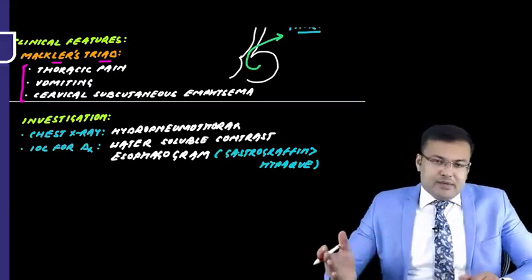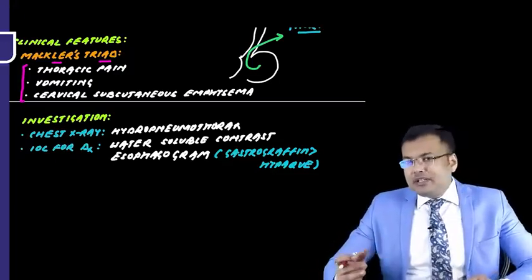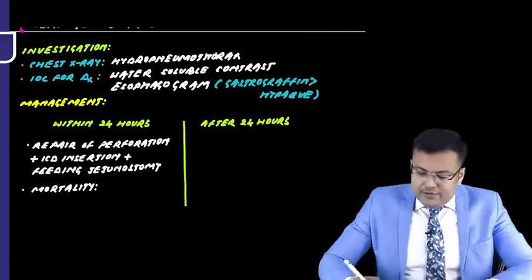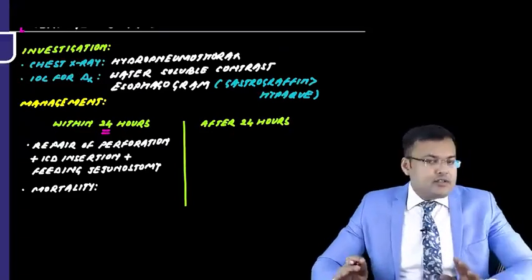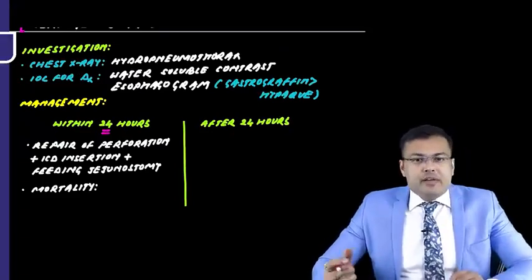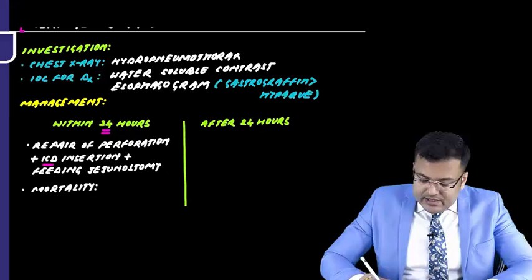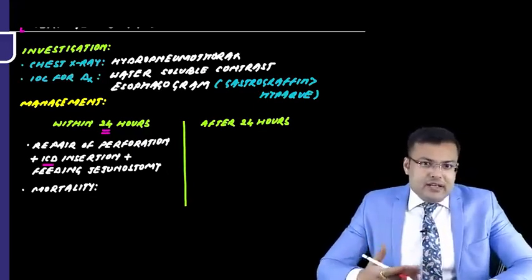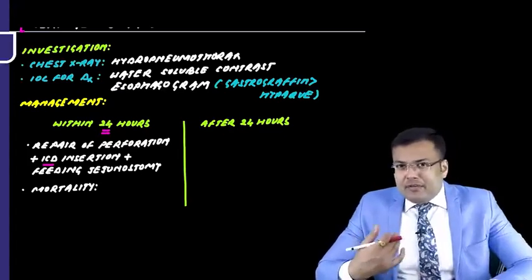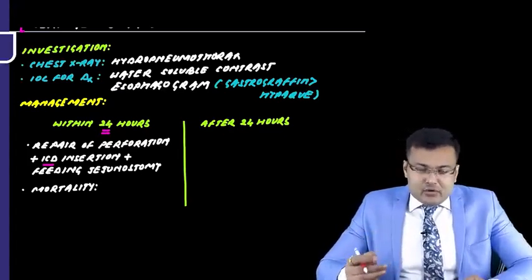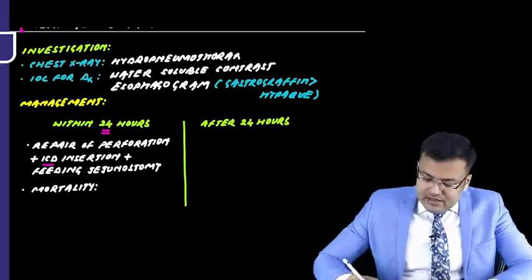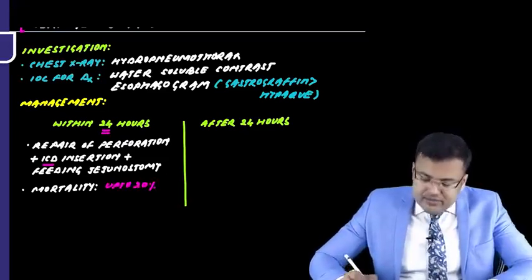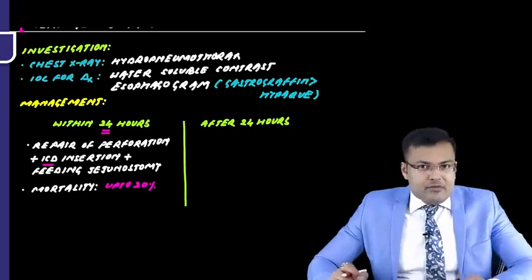Now the treatment depends on the presentation. Within how many hours did the patient present to you? If the patient presents within 24 hours, that's the golden period of repair. Here we repair the perforation, insert an ICD because the gastric content entered the thorax causing mediastinitis, and perform feeding jejunostomy. Mortality is up to 20%.